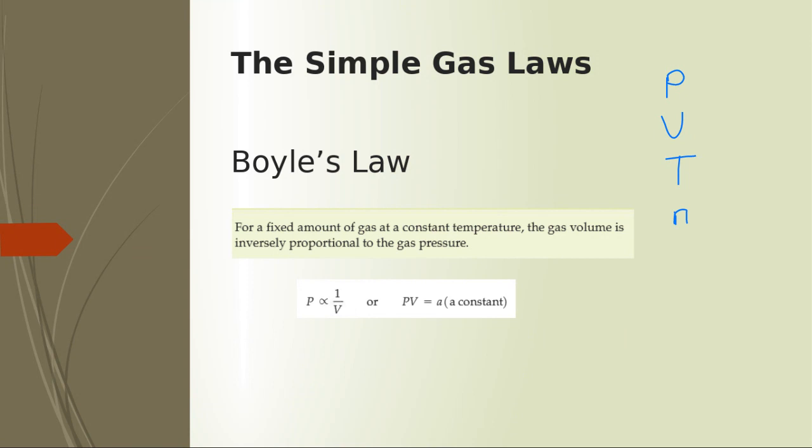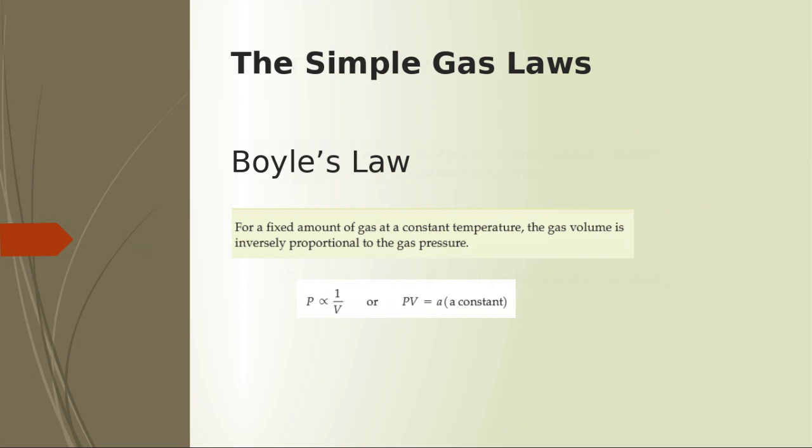For example, with a constant amount of gas and constant temperature, the volume changes with pressure. The temperature is stable, and we only have pressure and volume. If the pressure is lower, the volume is higher. Okay, this is inversely proportional. Don't forget that they use the volume.